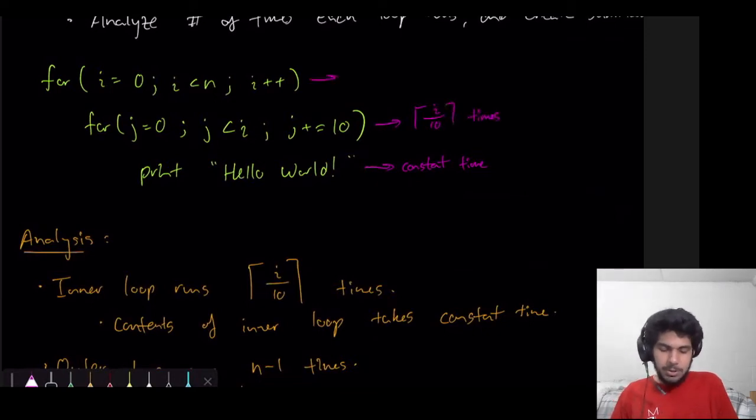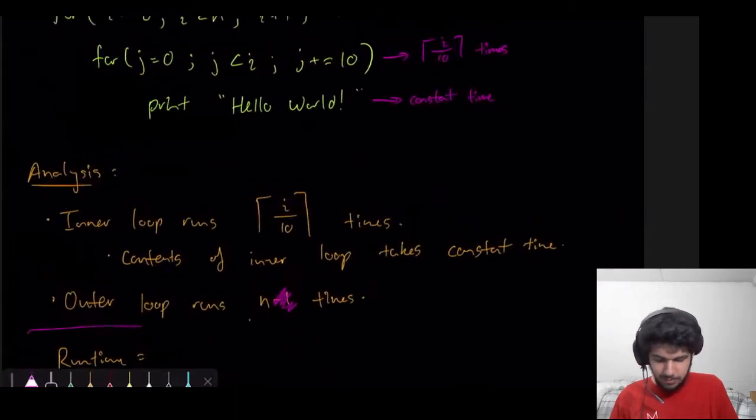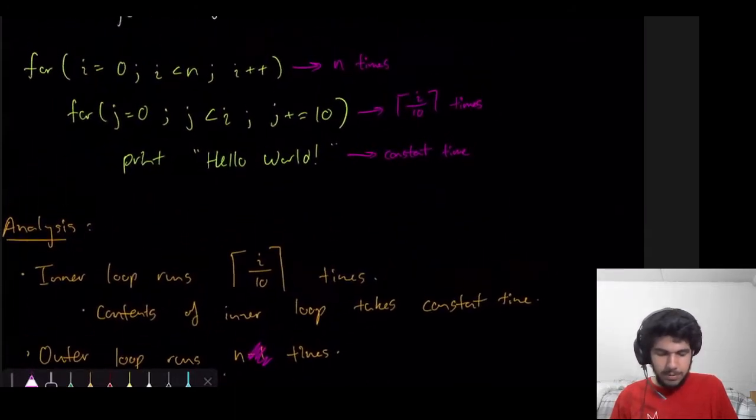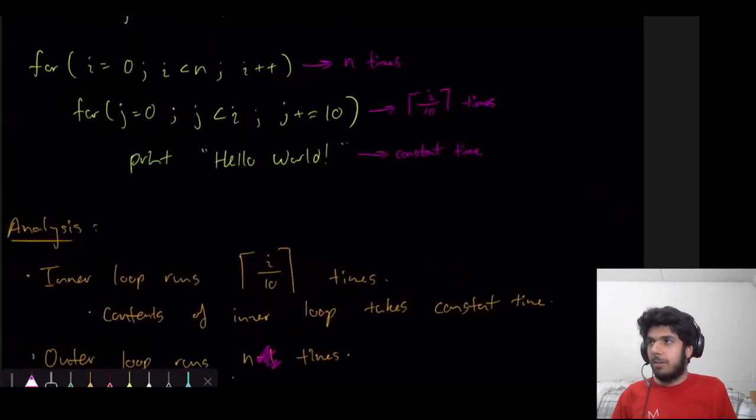And this outermost loop is going to run n minus 1 times, or sorry, in this case, n times. And n is the size of our input, what we're doing this analysis in terms of. So this is just going to run n times. We can't really simplify it anymore. So yeah, the outer loop runs n times. With all of that in mind, we're going to create summations for what we just did.